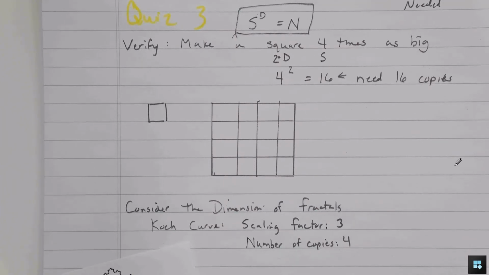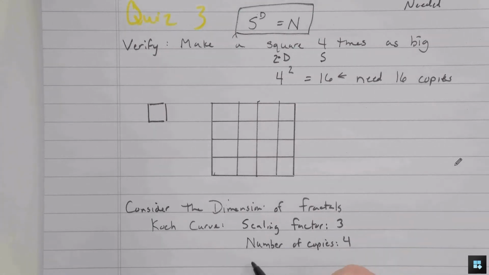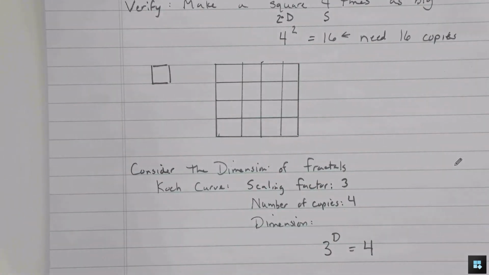But on that quiz, you're going to use S to the D is N for a fractal. So we're going to look at different fractals today and make sure you know how to do that. So D is what we're looking for. We're looking for dimension. So scaling factor 3, dimension we're looking for, and N 4. We took 4 copies. So take out your calculator. You'll need an exponent key on your calculator for this quiz.